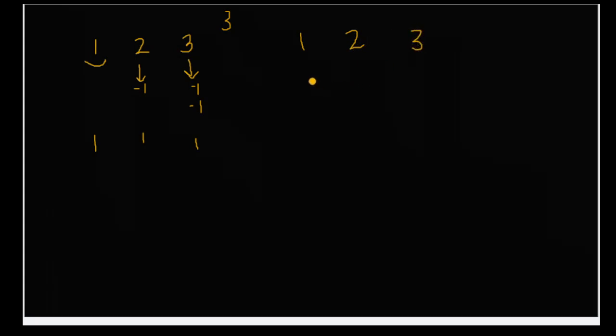To make all of them 2, we need to add 1 here and subtract 1 here. So obviously 1 plus 1 will be 2. This is already 2, so no moves required. And again this is 2. So here the output is 2.